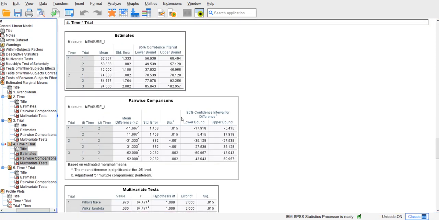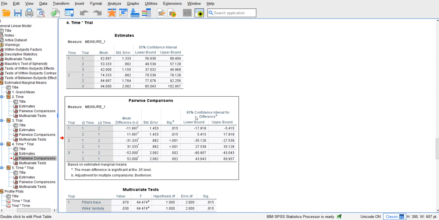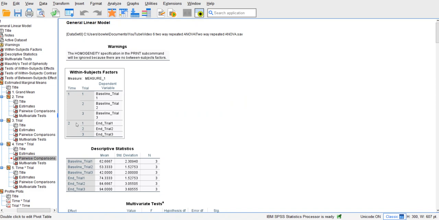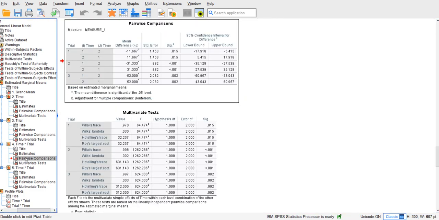So this is what we're interested in here, these pairwise comparisons box. Again, these codes are important, so if you go to the top again, this is what they mean. And we can just nip back down here again. So what it's saying is for trial 1, when you compare time point 1, which is baseline, versus time point 2, which is the end of exercise, for trial 1, baseline versus end, you have a significant difference.